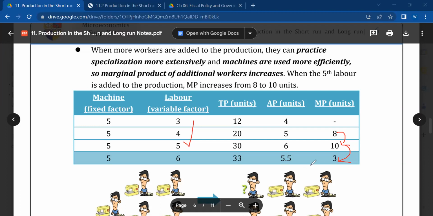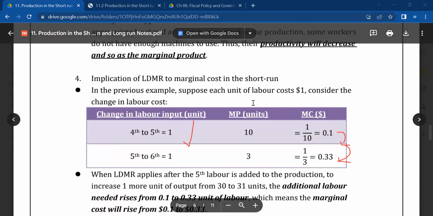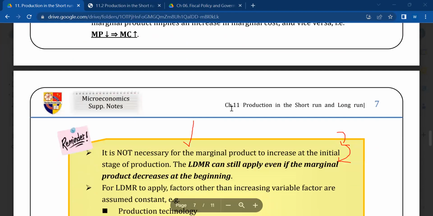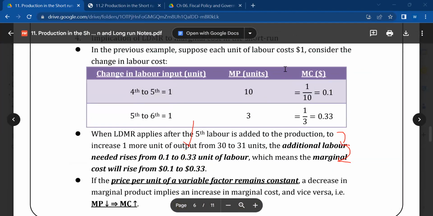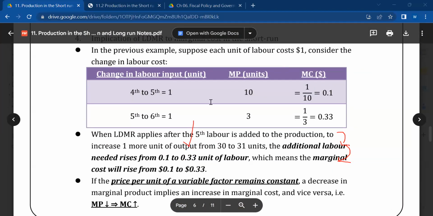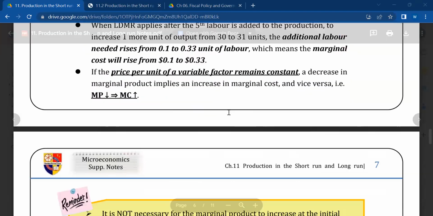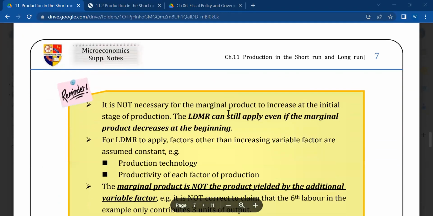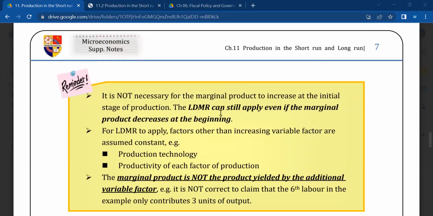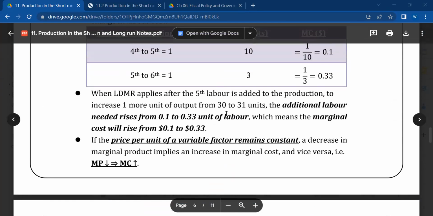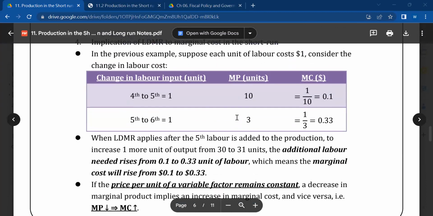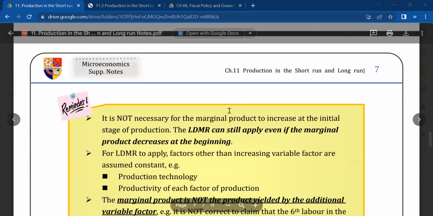好啦，咁呢個咧係個 implication of the law of diminishing marginal return. Is that clear? Okay, so if you have no problem, then we move to the next part. Okay, next part. Let's look at the reminder first. We will talk about this reminder first.